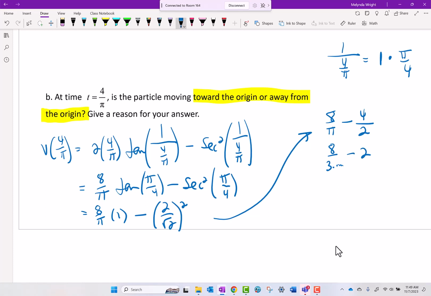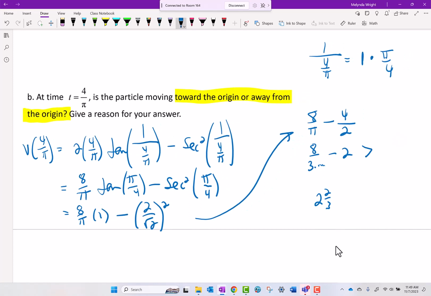Okay, so if I just said it was 8/3, because we're estimating here. 8/3, what is that? 8 divided by 3, that's 2 2/3, right? Isn't that right? 8/3 is like 2 2/3 minus 2. So this is going to be greater than 0. Whatever the number is, it's going to be bigger than 0, right? You with me? We're just approximating. So if that number is bigger than 0, then our particle is moving up, right?